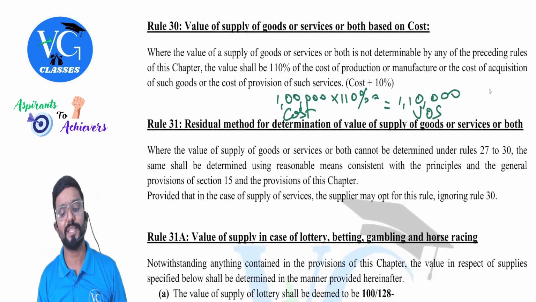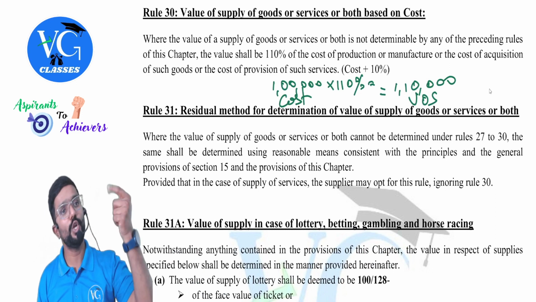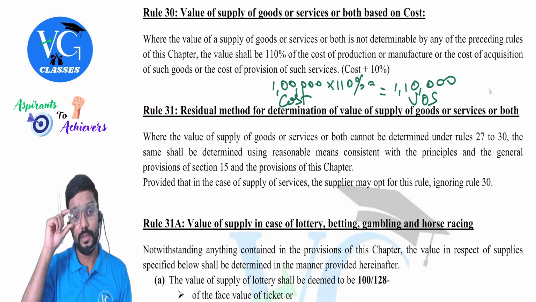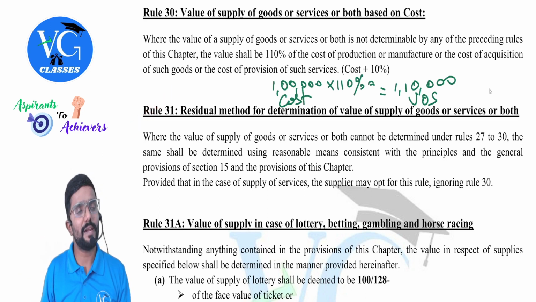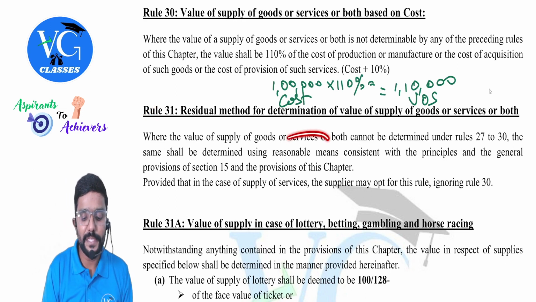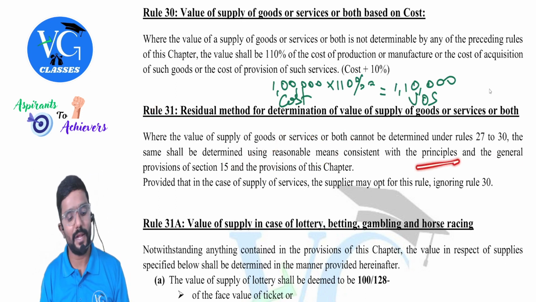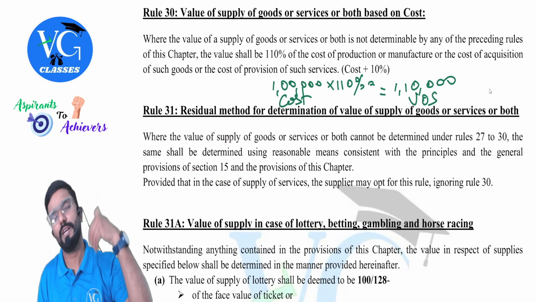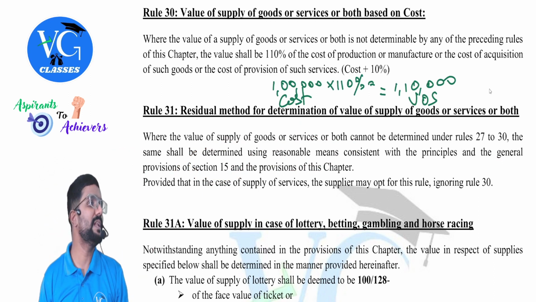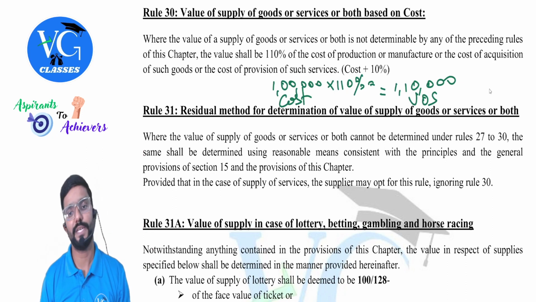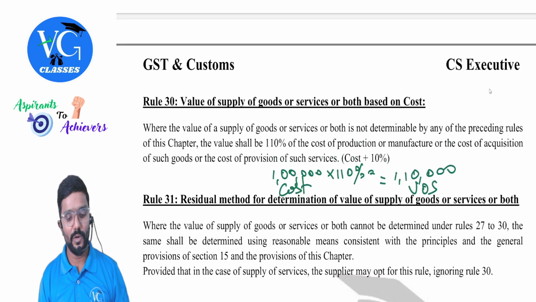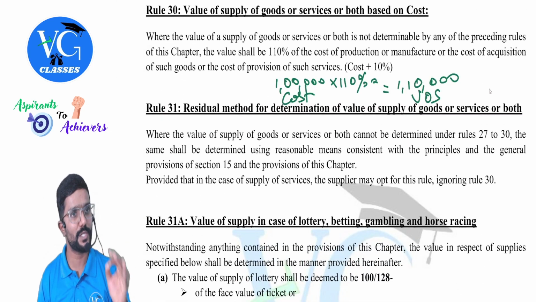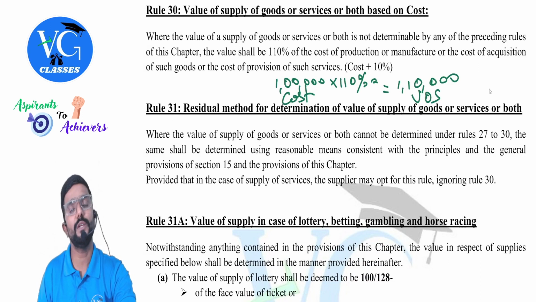Sir, what is rule 30? Cost plus 10%, or cost into 110%. Then rule 31. What is rule 31 telling? We will determine this as per reasonable means, consistent with the principles and general provisions of section 15 and provisions of this chapter. What exactly they told? They told we will apply some reasonable basis and compute. Is that clear? Yes, guys. Fine. So till now we are done with the valuation rules. When value cannot be determined as per section 15 subsection 1, that is when we will apply these valuation rules, guys.